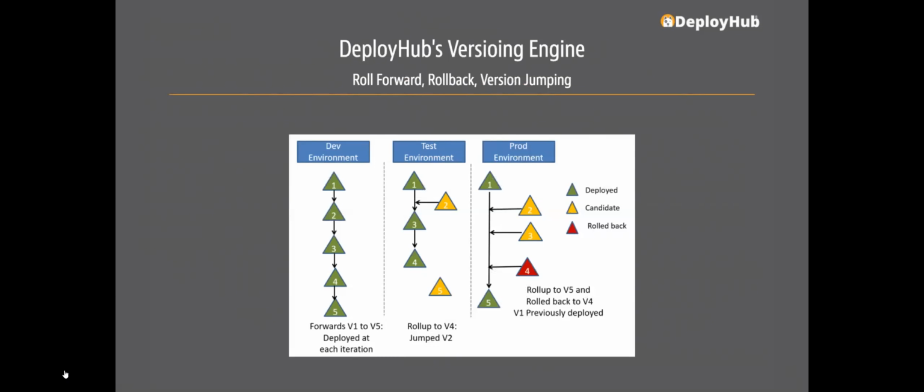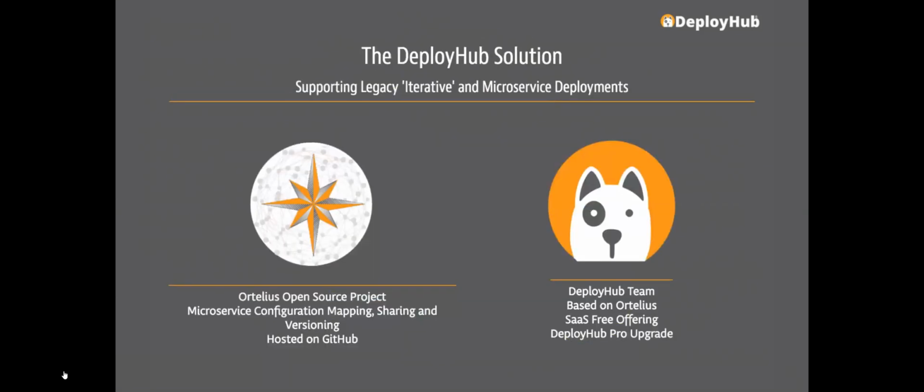Now, it has a rollback feature too, so if you want to roll it back, we keep track of the differences in what needs to roll back. If you're rolling back a jar file, you just reapply the previous jar file. But if you want to roll back a database, and you have to do that, it provides you that rollback feature for the database, and it can roll it back incrementally. So DeployHub supports both iterative and microservice deployments, so you can use it for your agile practices and as you move into microservices. It's based on a project called Ortelius.